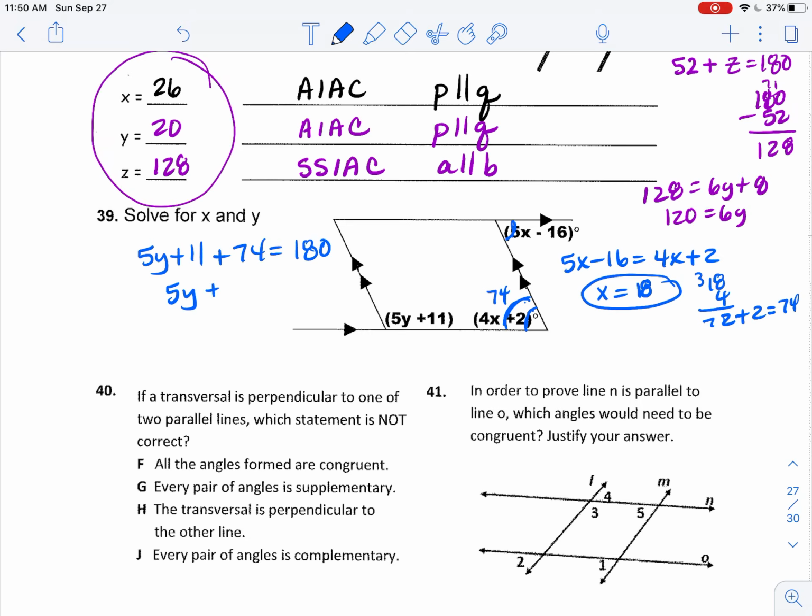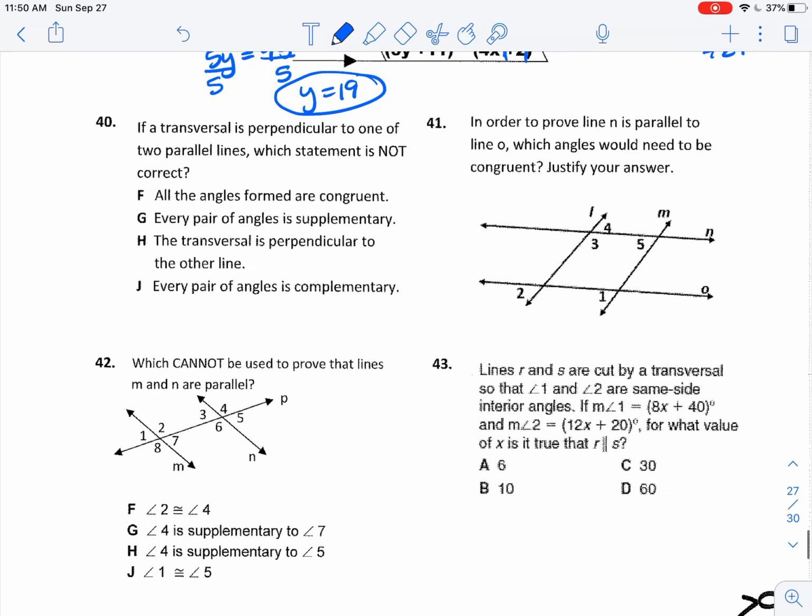Supplementary adds to 180. So let's go ahead and combine the 11 and 74. That makes 85. Subtract the 85 from both sides. And let's see, I believe that would be 95. And if I were to divide both by 5, y is going to give me 19. And now I've solved for my x and y.